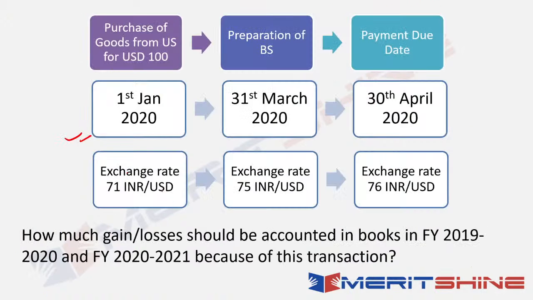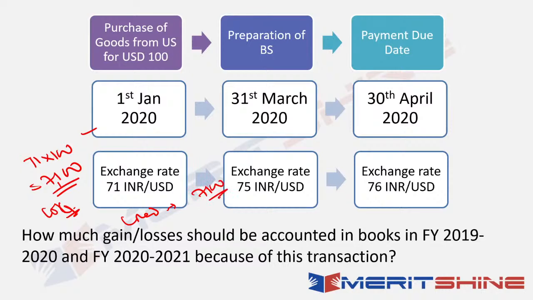The initial recognition is what? 1st of Jan, exchange rate 71, goods $100. The book value you would have is 7,100. Let me put this: on 1st Jan it will be 71 into 100. This 7,100 will be your cost of goods here, right? Now, how would you have recorded this? This one would have been the cost of goods. Debit what comes in, and credit to the creditor of these goods, you would have written as how much?